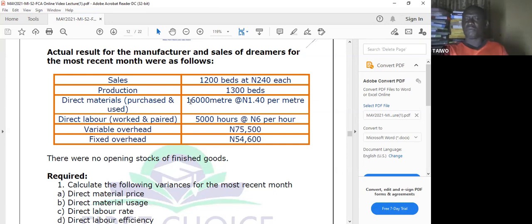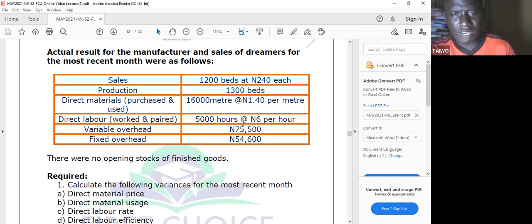What do we purchase eventually? We purchase 16,000 meters at 1 naira 40 kobo per meter. And also direct labor, worked and paid. Worked and paid will actually work 5,000 hours at 6 naira per hour.